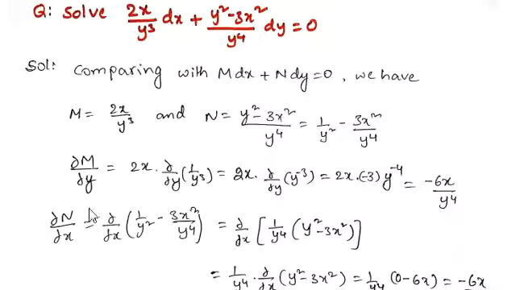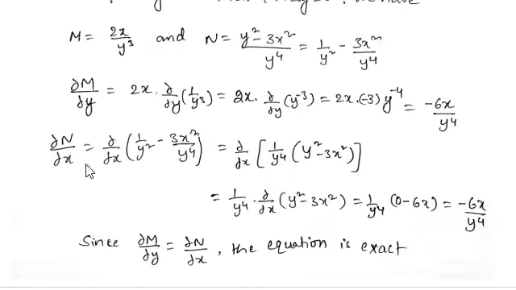In the same way, ∂N/∂x, that is ∂/∂x of (y^2 - 3x^2)/y^4. Here we are taking 1/y^4 common from these two terms. If you take it common, the first term will give y^2, so 1/y^4 into y^2 gives 1/y^2 once again, and in the next term, the remaining term will be -3x^2.